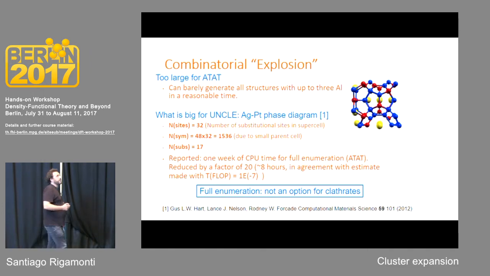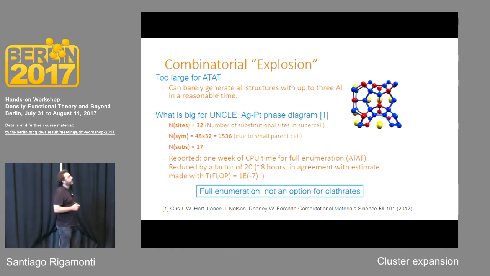So, for instance, we have tried this system with the code ATAT. This is an automatic toolkit for building cluster expansion models. And if you put in already 3 aluminum atoms, the counting of structures already gets stuck for more than 1 day.